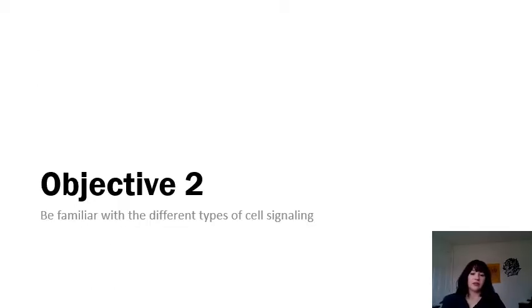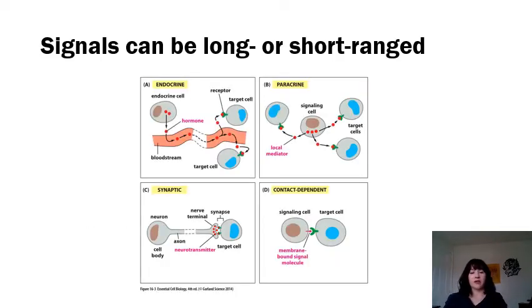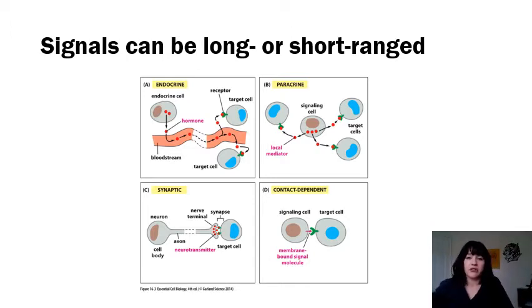So let's talk about the different types of cell signaling. Again, we talked about in human communication, you can have both long or short ranged, temporary or long-term signals, and the same is true in the cell. So here we have four main classes of communication. First, endocrine, next paracrine, synaptic, and then finally contact dependent.